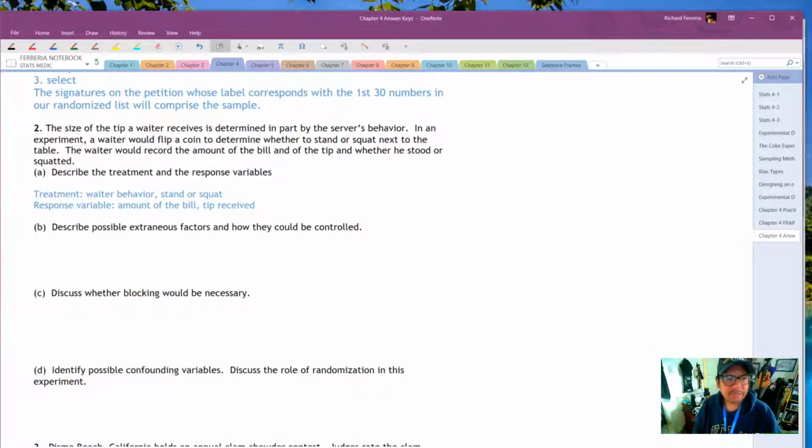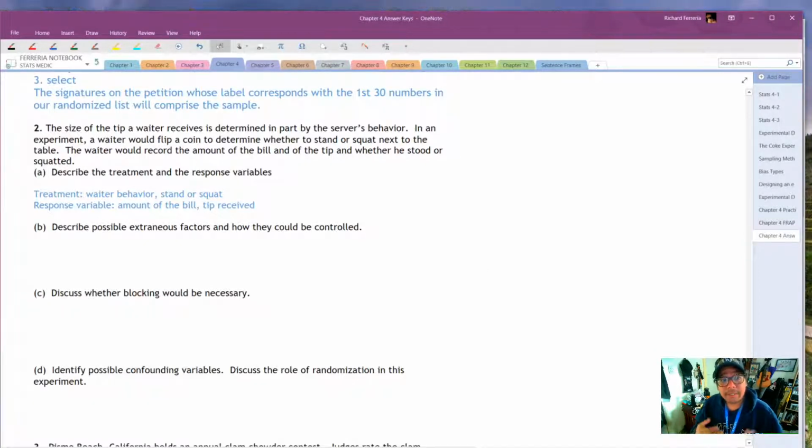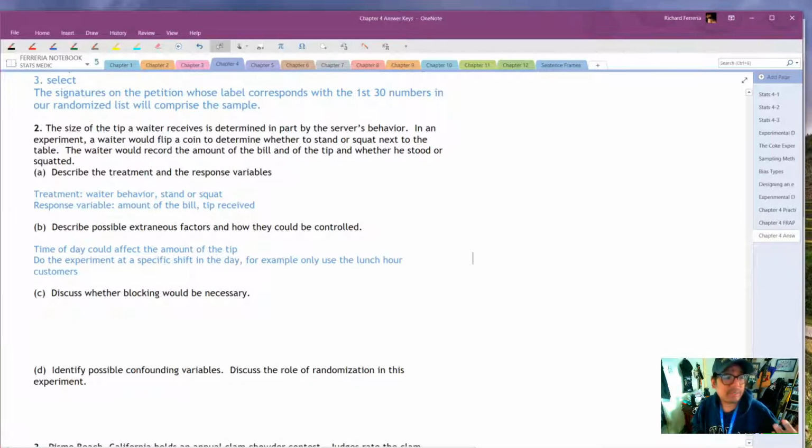How about extraneous factors? What are some other things that could affect the size of the bill? And can we control those? Well, I'm going to pick on the time of the day for the rest of this problem, because I think the time of the day is probably going to affect the size of the tip the most. So we're saying that the time of the day could be that extraneous factor that affects the amount of the tip.